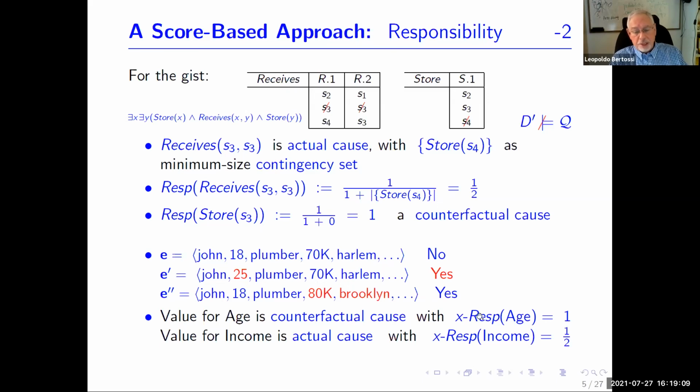I'm not giving the definition for the moment, but following the same idea, income is an actual cause with responsibility 1/2 because we also need to change an additional feature value. And after you get the explanation, you may say, well, maybe these causes can help us act, do something about changing the outcome of the loan request.